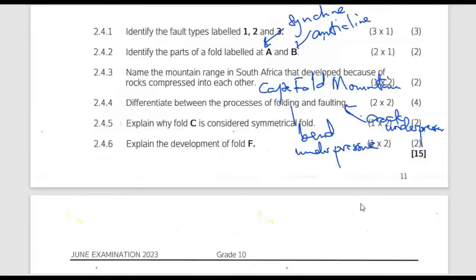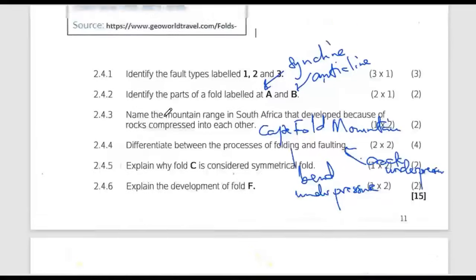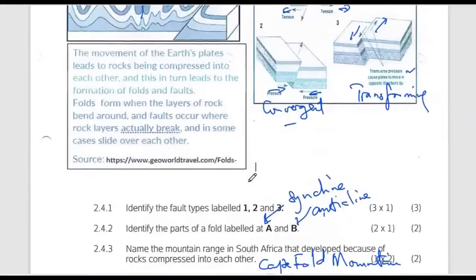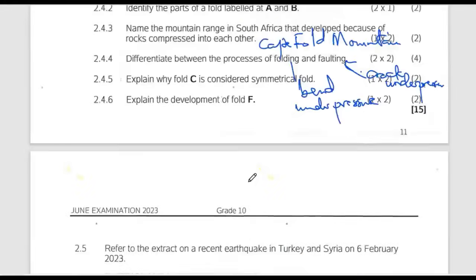Right. Explain why C is considered a symmetrical fold. Remember we have what we call symmetrical and asymmetrical folds. Our C here, if we draw a line along here, we can perfectly divide the limbs of fold C. This side is similar to this. Symmetrical means it can be divided into two equal and similar parts. So why is it considered symmetrical? Because both sides of the fold are similar.